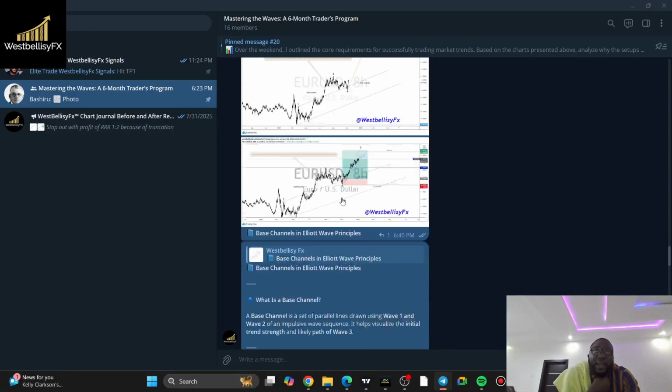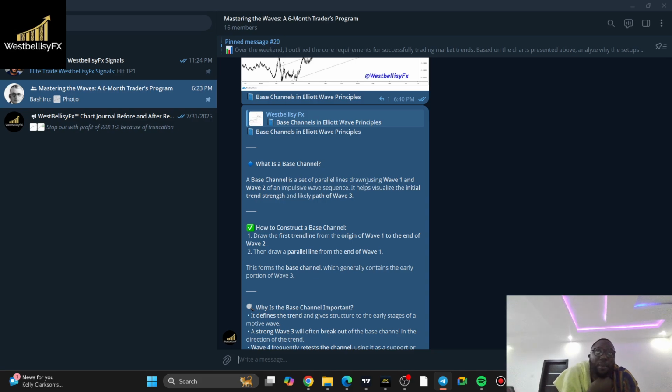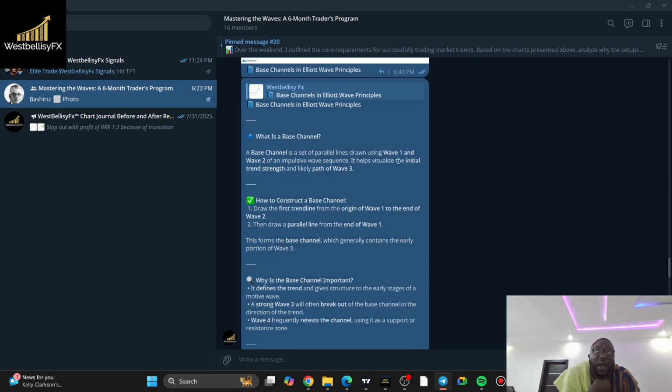Like I said in this write-up, base channel is a set of parallel lines drawn using wave 1 and wave 2 of an impulse wave sequence. Impulse means the same thing as motive wave. It helps us to visualize the initial strength and length or likely path of wave 3, right? How to construct a base channel? You draw the first trend line from the origin of wave 1 to the end of wave 2. Then the parallel line from the end of wave 1, okay? This is what I mean by that.